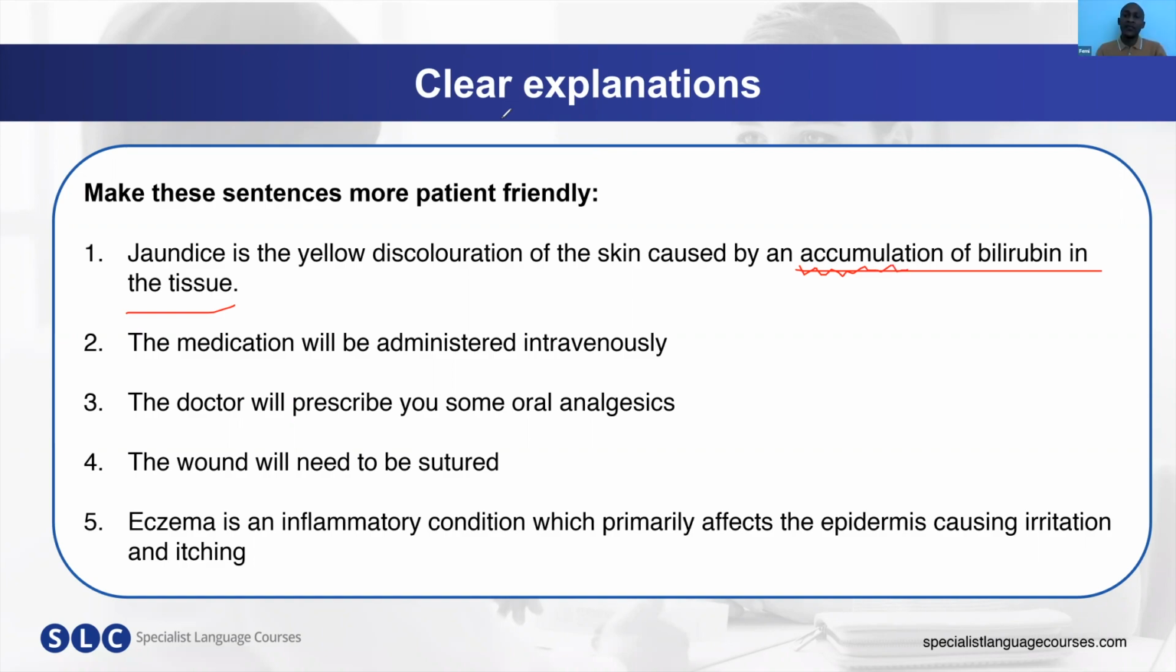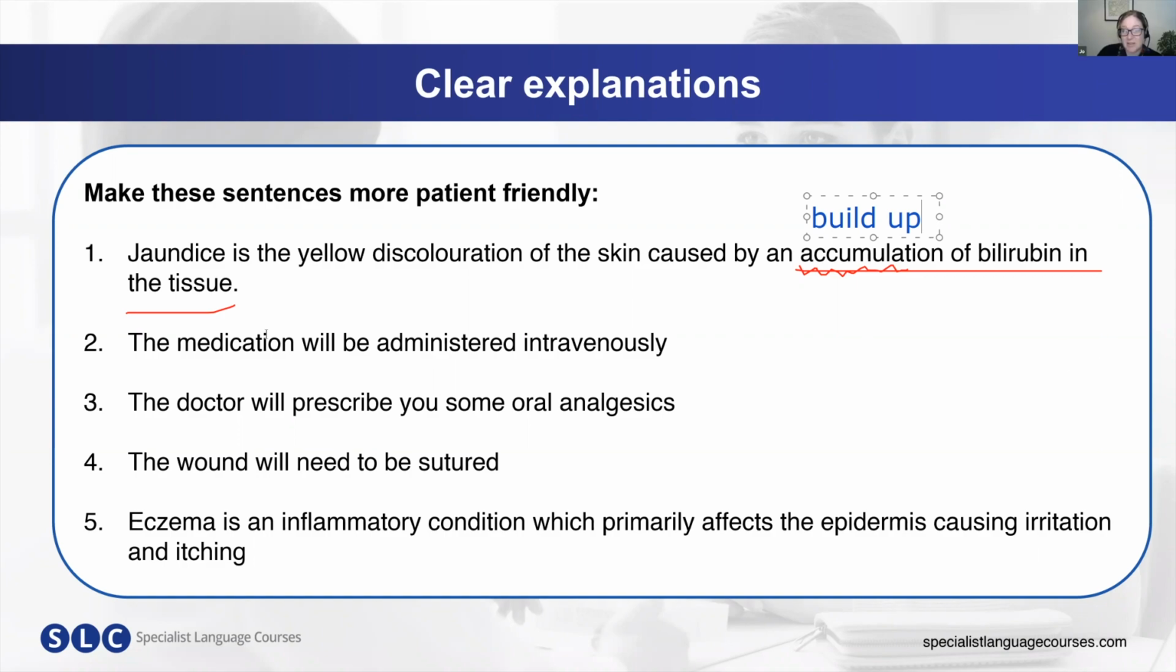I can use, like, accumulation. I'm trying to use another word that can easily go. I don't want to hesitate too much before I answer this question. Okay, well, if you can't think of another word, then just use the word that's given. But there is a word that's a little bit more patient-friendly here, and that begins with B. It's build up. Yeah, so it's caused by a build-up of bilirubin in the tissue.